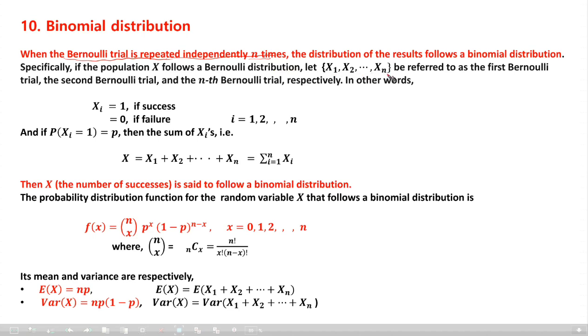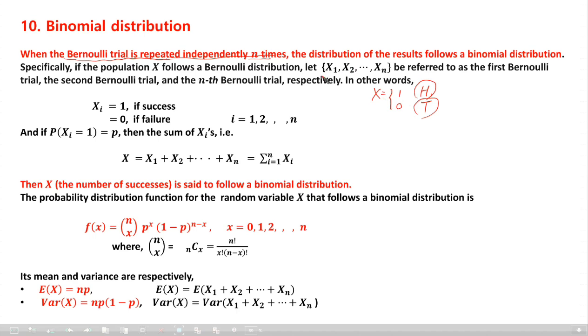Let x1, x2, ..., xn be referred to as the first Bernoulli trial, second Bernoulli trial, nth Bernoulli trial, respectively. Let's think about flipping a coin, tossing a coin. When you get a head, then x takes 1. When you get a tail, no head, so x is the number of heads, of course, x takes 0. That is a typical Bernoulli trial.